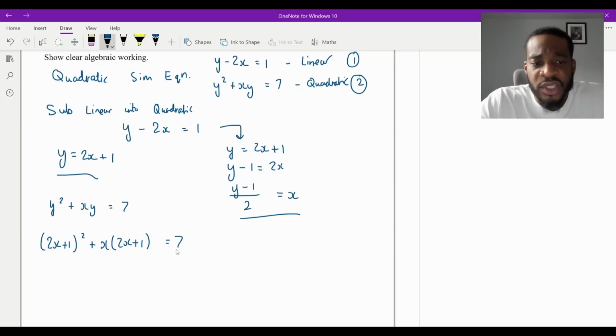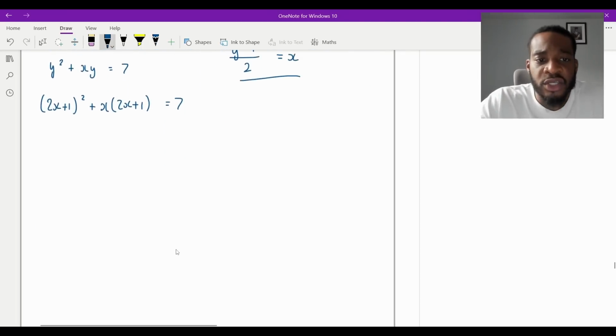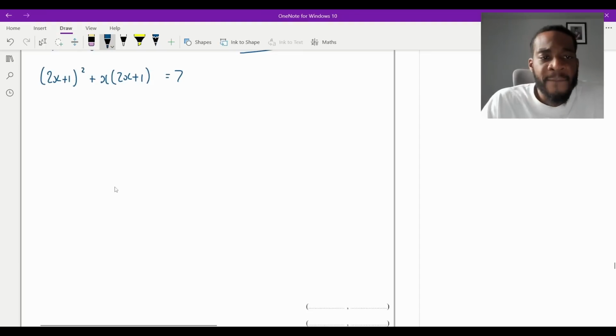Now we just have a quadratic equation. Now, how do we solve this? Well, we just expand and simplify and move things around, isn't it? So let's go ahead and do that. If I expand this bracket, it's going to be 2x plus 1 and another 2x plus 1. And then this one, x times 2x is a 2x squared. x times 1 is an x. So I'll have that x is equal to 7.